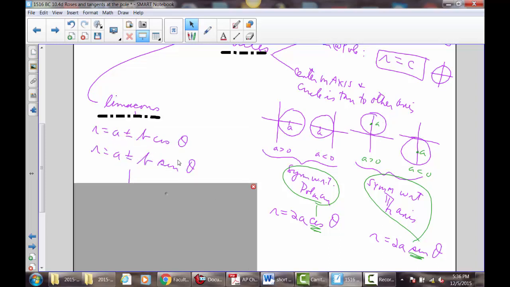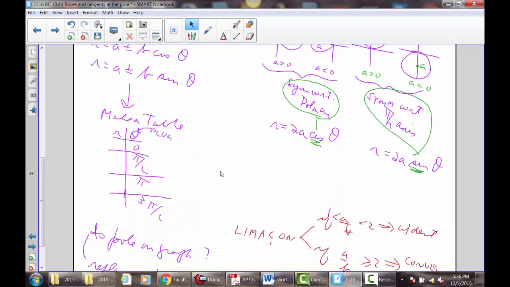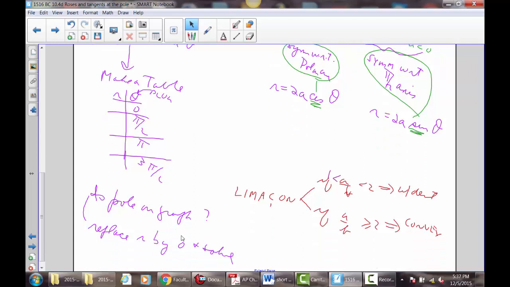The general form is r equals a plus or minus b cos theta, or r equals a plus or minus b sine theta. Personally, I think your best bet is to make a table. Remember, you're plugging in thetas: 0, pi over 2, pi, 3 pi over 2. Don't forget to check if the pole is on the graph by replacing r by 0 and trying to solve and see if you get something that is true.